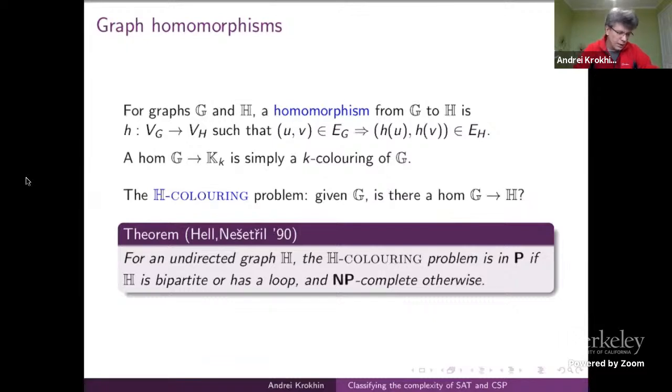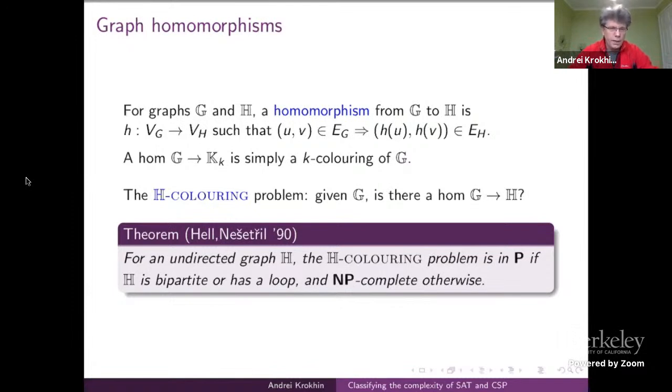So of course, for k-coloring, it's been known for a while that the problem is NP-complete. It was known that for any bipartite graph, the problem essentially reduces to 2-SAT, so it would be solvable in polynomial time. And there were other separate cases for non-bipartite graphs H, where the problem was known to be NP-complete. So naturally, there was a question about the general picture.